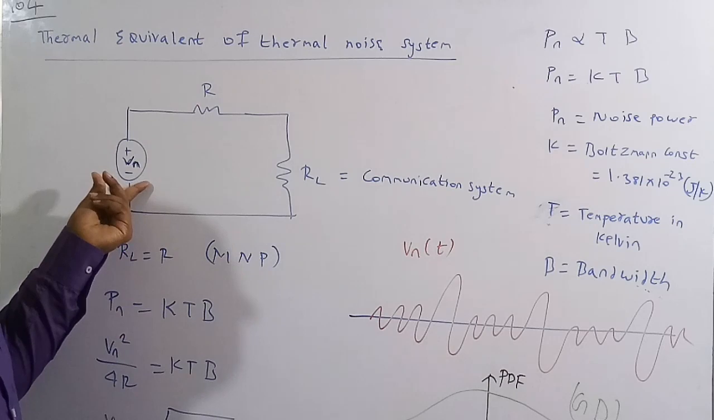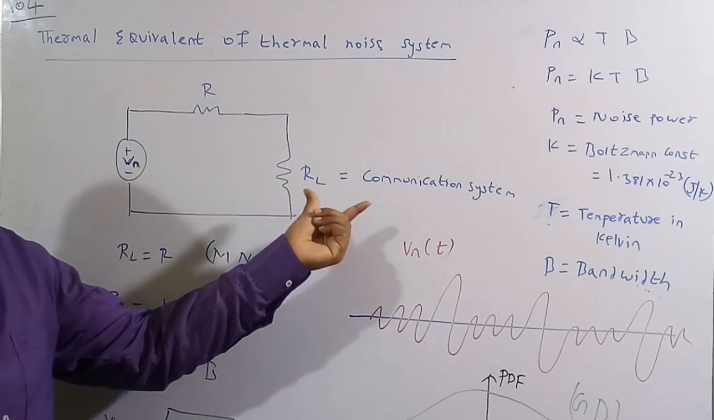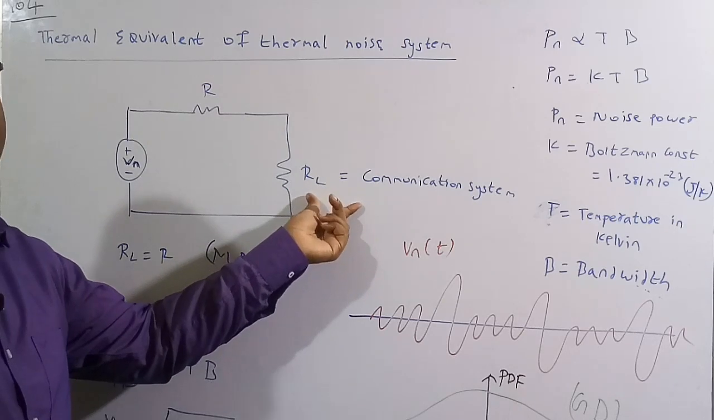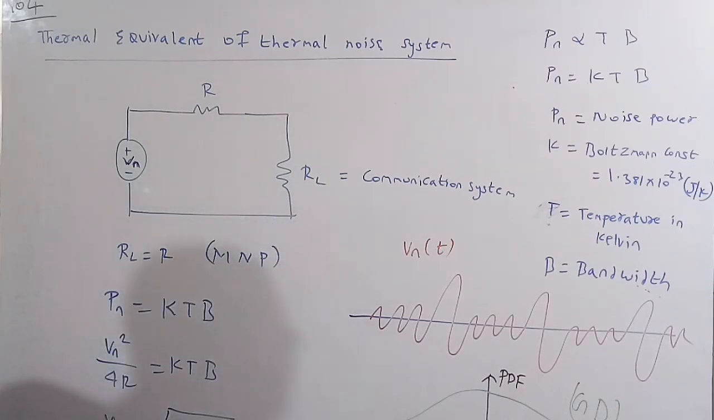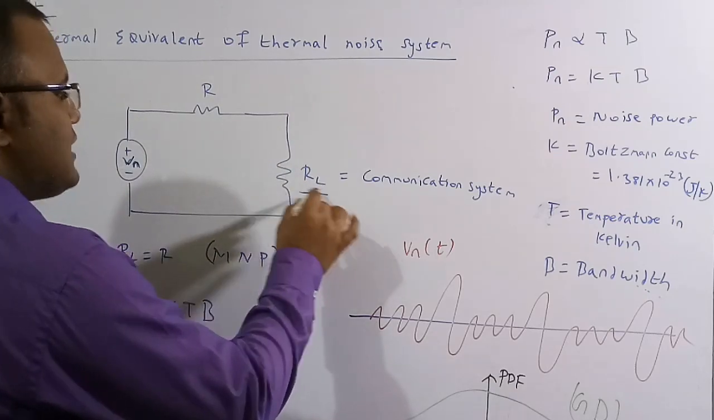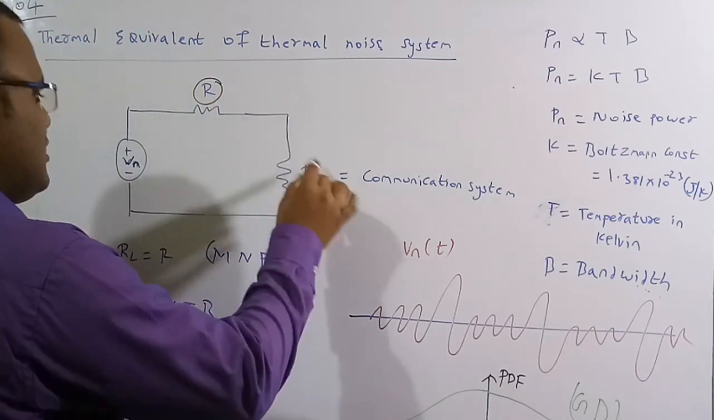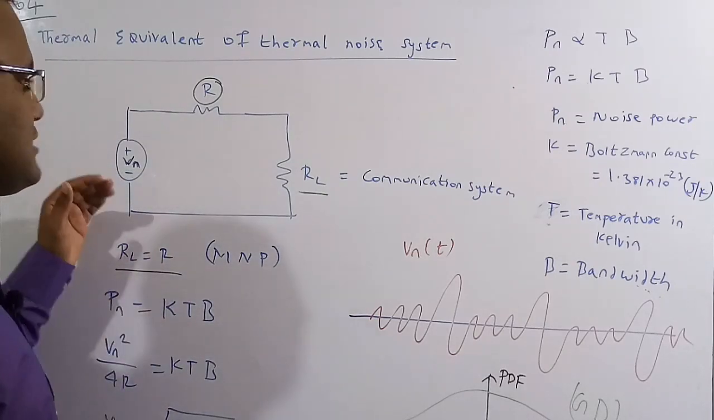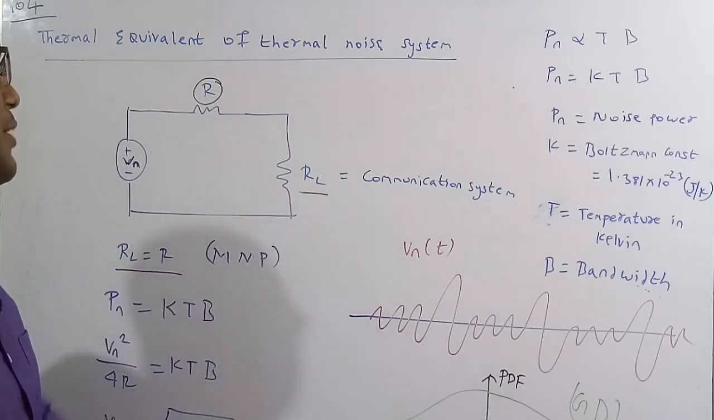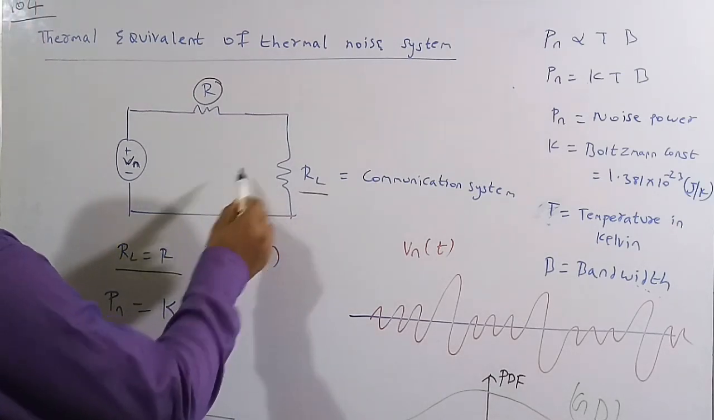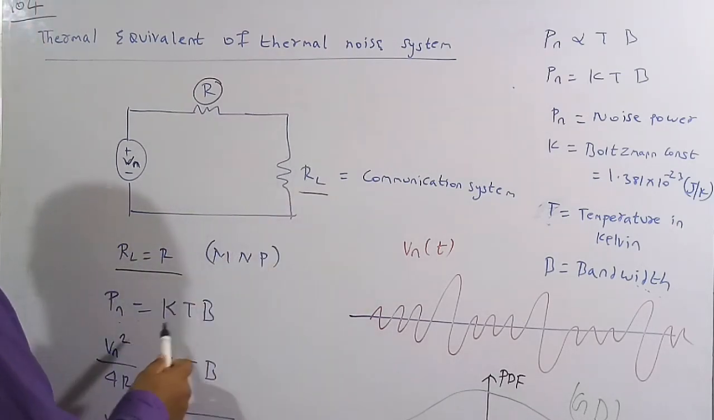Because of this noise voltage, the maximum amount of noise power is received by the RL. By using the maximum power transfer, the maximum amount of noise power is received by the RL whenever R is equal to RL. So whenever R is equal to RL, by maximum power transfer, the maximum amount of noise is going to be received by this communication load. So therefore RL is equal to R, and the noise power, as we already know, is KTB.